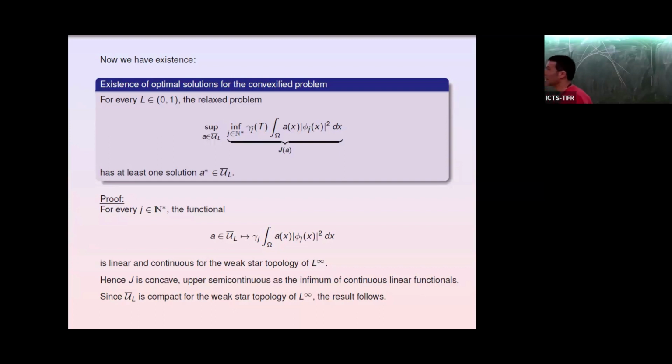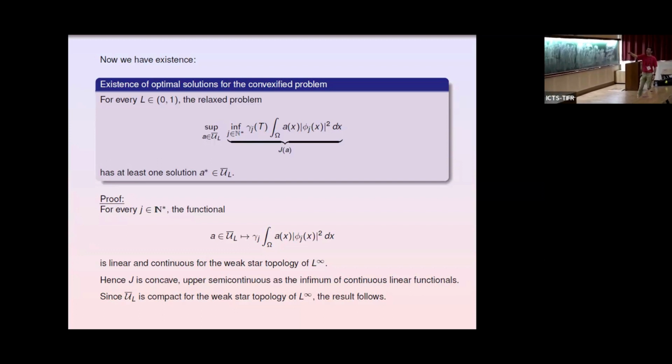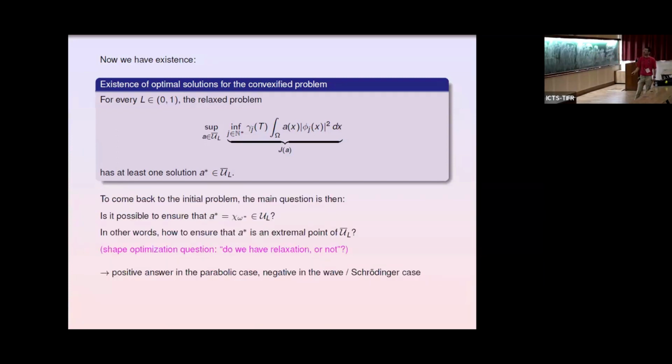Okay? Classical result. So, the functional capital J that is here, that is defined as the infimum, is concave, upper semi-continuous, and UL bar is compact, so you have a maximizer. Okay? Of course, now that you have the existence of this A star, what you would like is to come back to the initial problem and try to ensure that such a maximizer is indeed the characteristic function of some subset. This is now the game.